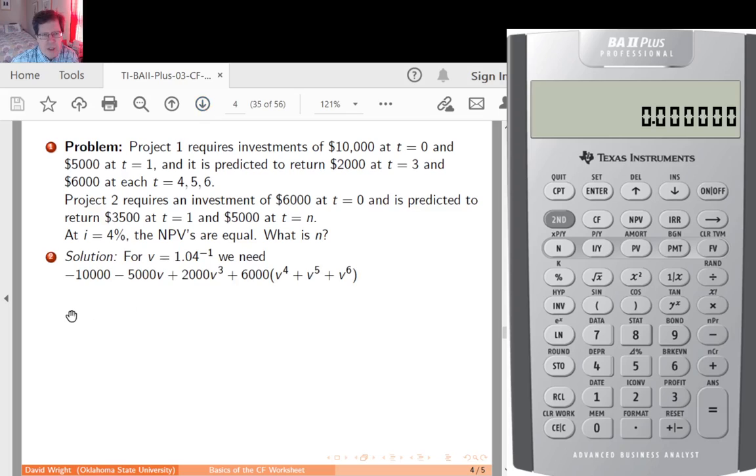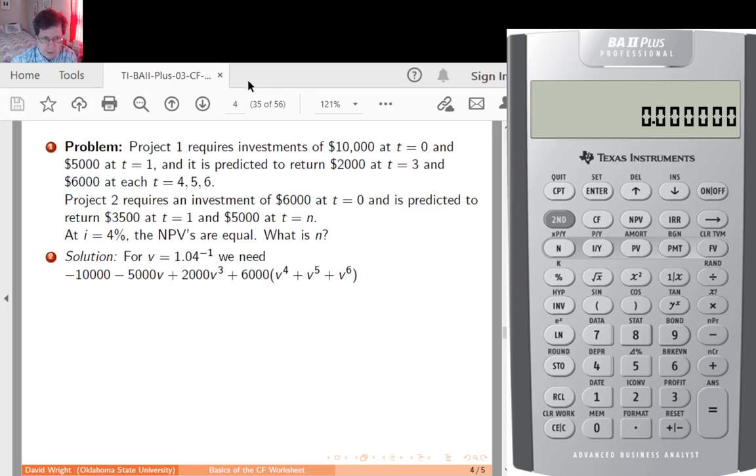And let's write out the standard cash value equation. So for project 1, the net present value, you have negative 10,000 at t equals 0. So negative 10,000, you have to invest 5,000 at t equals 1. So it's minus 5,000 v. And that's the negative parts, and then the returns are 2,000 times v cubed, and then 6,000 times v to the 4th, v to the 5th, and v to the 6th, which you can factor out like that. And now project 2, you have an investment of 6,000 at time 0, and you return 3,500 at time 1 and at time n.